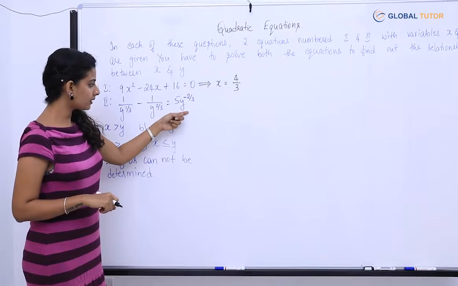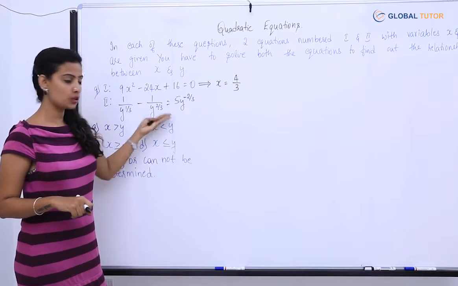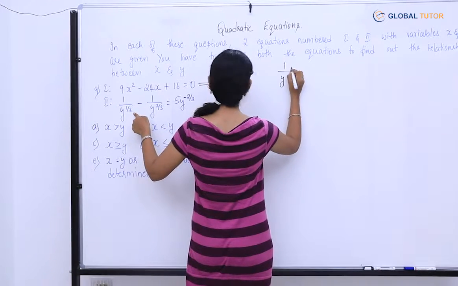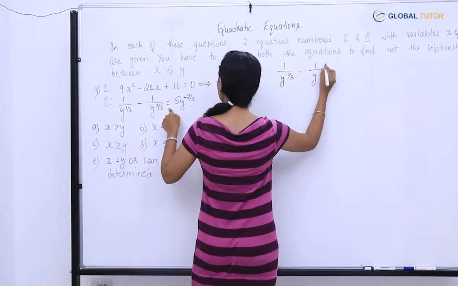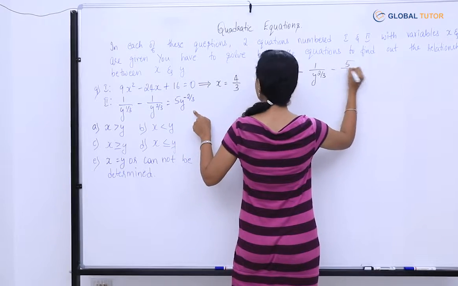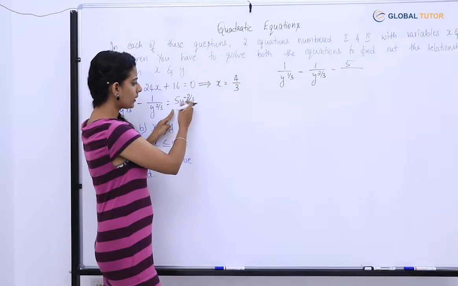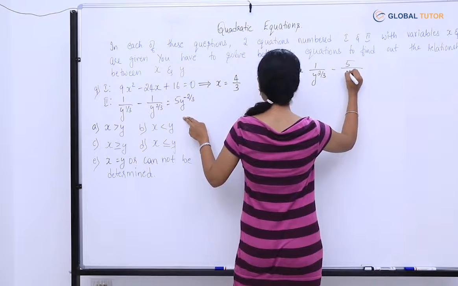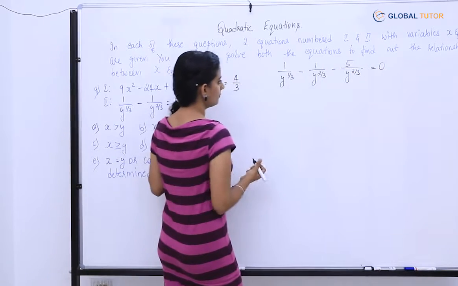We got the value of x. Now the second equation, which is not in the form of a quadratic equation. I am shifting the right hand side value 5 into y power minus 2 by 3 towards the left. So this becomes 1 divided by y power 1 by 3 minus 1 divided by y power 2 by 3 minus 5 divided by, whenever we have an exponent in the negative value, it means it's in the denominator. So this becomes minus 5 divided by y power 2 by 3 is equal to 0.